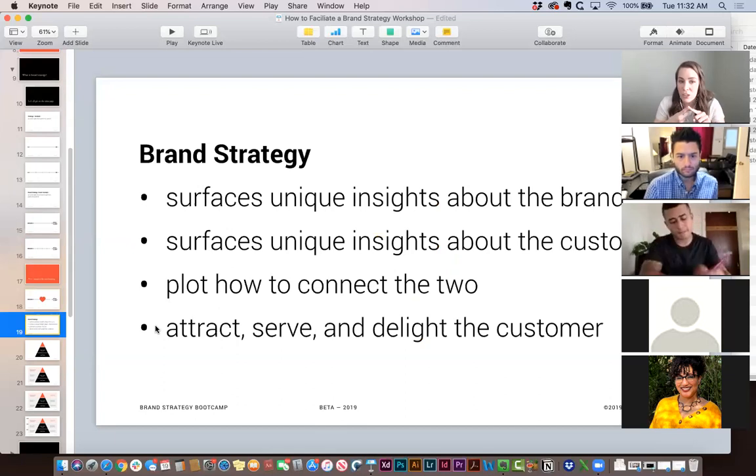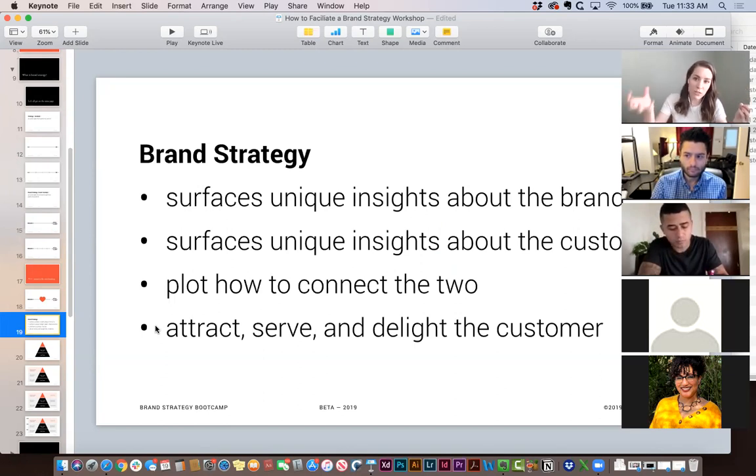So brand strategy surfaces unique insights about the brand. It surfaces unique insights about the customer. So you're surfacing both, right? That's what you're doing in a brand strategy workshop. You're surfacing what's unique and wonderful about a brand. Then you're surfacing what's unique and wonderful about a customer and what they need and the gaps that the brand can fill. And then you plot how to connect those two in order to attract, in order to serve, and delight the customer. So that's my viewpoint of what strategy is.